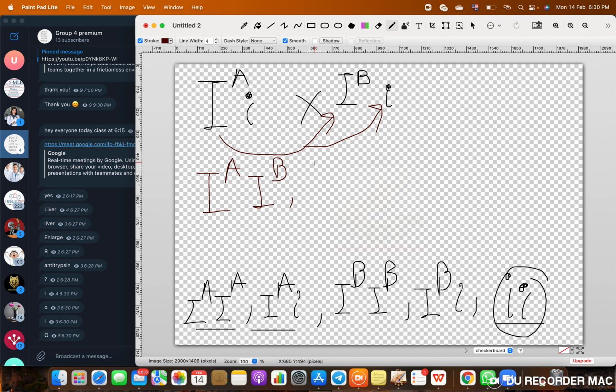Okay, this is the first child. The next child, again, the first allele, but now you combine it with the second allele. Okay, this is the second child. What about the third child? You do the exact same thing, but in a reverse fashion. So it will be like this. So this is with this, and then with this. So you always start with the capital one, like this, and like this.